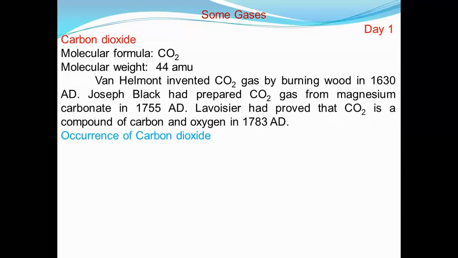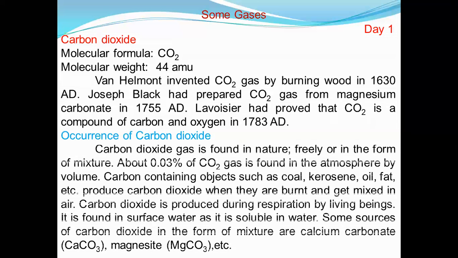After then, occurrence of carbon dioxide. You are all well known. Carbon dioxide occurs in the free state in nature as well as in combined form, or you can say in the form of a mixture. In the free state, green plants prepare their own food by themselves during photosynthesis. It means that green plants take carbon dioxide from the environment, so it is found in the environment. Not only that, air is a mixture of different gases, one of which is carbon dioxide, and it occupies 0.03% by volume in the mixture of air.